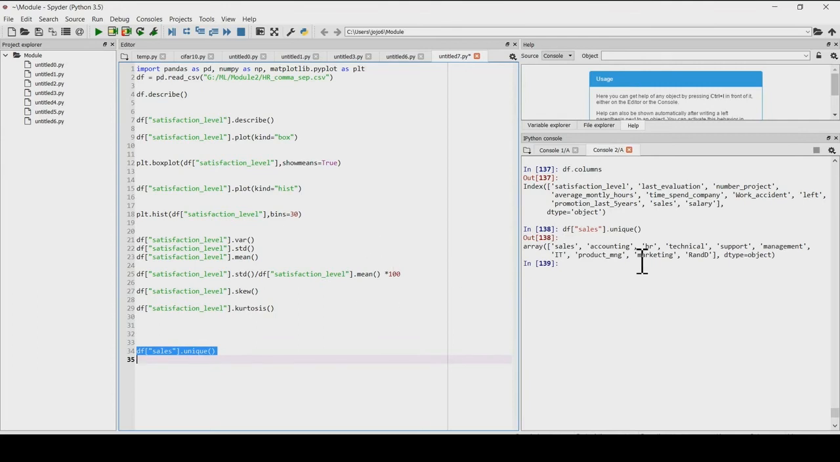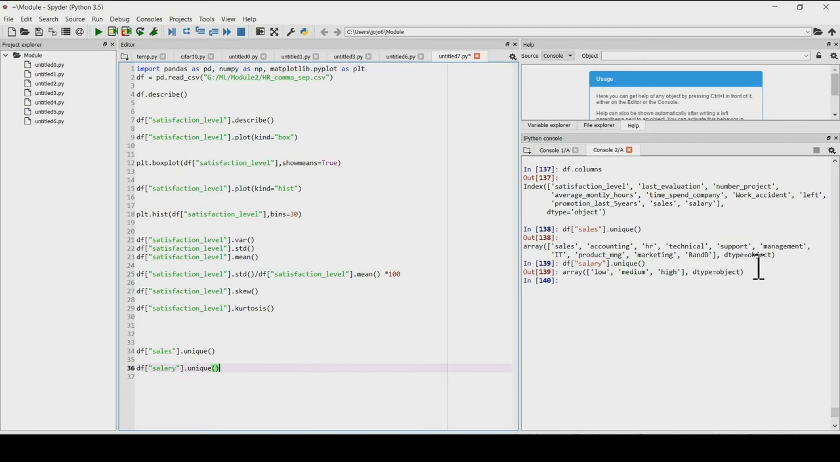So we can see that there are quite a few values: sales, accounting, marketing, etc. What about the other one? So let's say we take the different unique values within salary. We already know them, but still we have low, medium, and high. Now we want to know the distribution of low, medium, and high across each of these levels. That's when we need to do a cross tab.